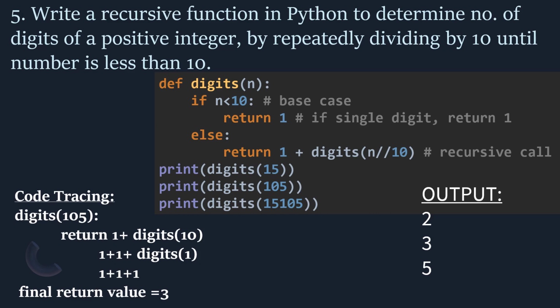Now when digits is called with the value 10, this recursive function will return 1 plus digits with the value 1, because 10 floor division 10 will give you the value 1. Now again the digits function is called with the value 1. Then it will satisfy the base condition, that means n is less than 10, a single digit value. Now it will just return 1. So previously if you just add them, you'll get 1 plus 1 plus 1. The final return value is 3. So this is how a recursive function works.